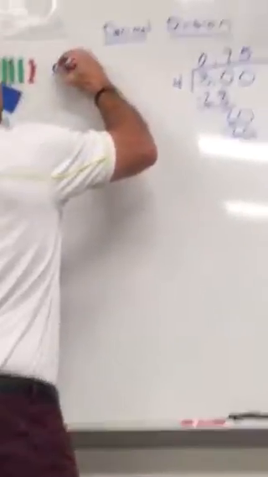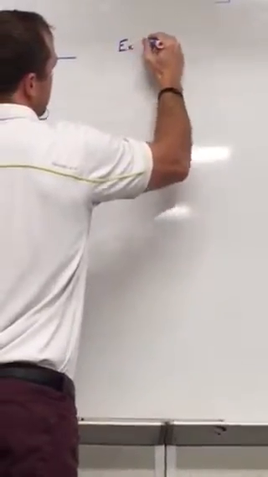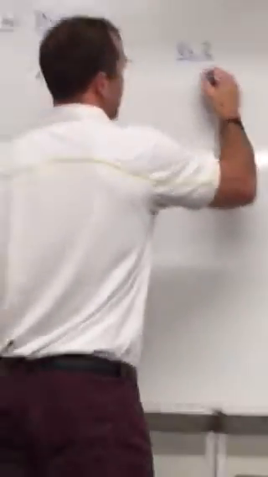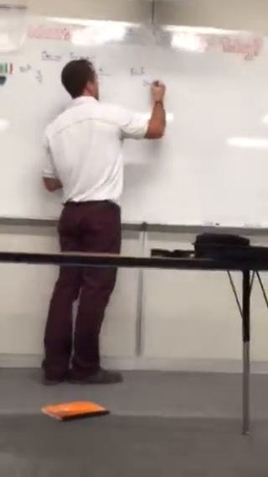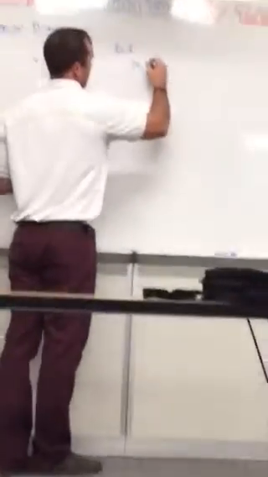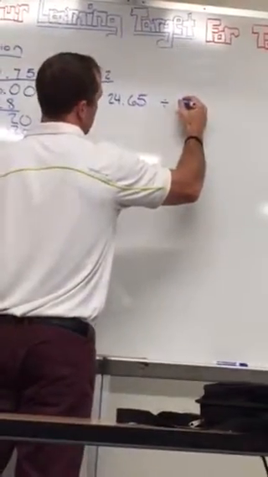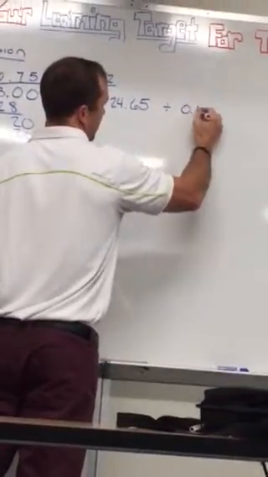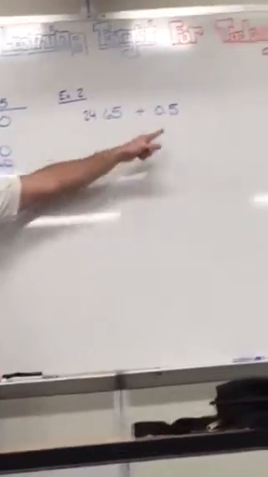Okay? All right, let's look at another example. So let's call that example 1. Let's go to example 2. Let's say I have 24 and 65 hundredths divided by 5 tenths. Okay, 24 and 65 hundredths divided by 5 tenths. How would I write that? Which one gets the house? Rihanna? First one always gets the house. Okay, first one gets the house.